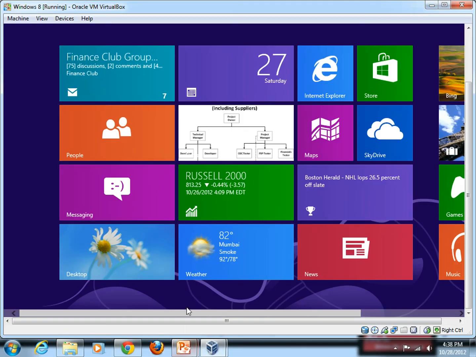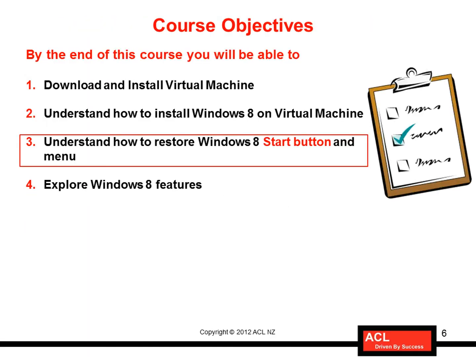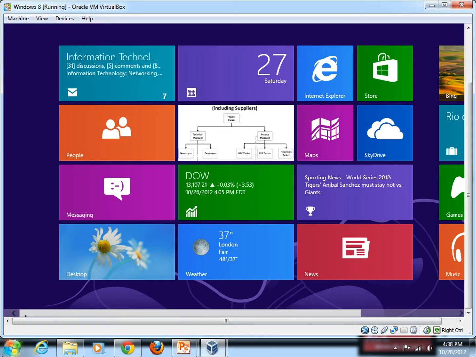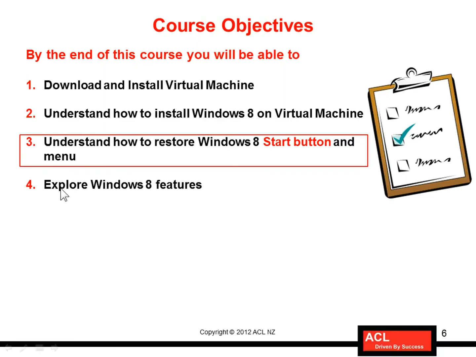The next thing we will do, as you could see in the agenda, is restore the Windows 8 start button and the menu. That's what I'm going to show you, how you can restore the start button and the start menu on Windows 8 so that it appears exactly as it does in Windows 7, which is missing at the moment. And once we're done with that, we'll then explore the features of Windows 8.